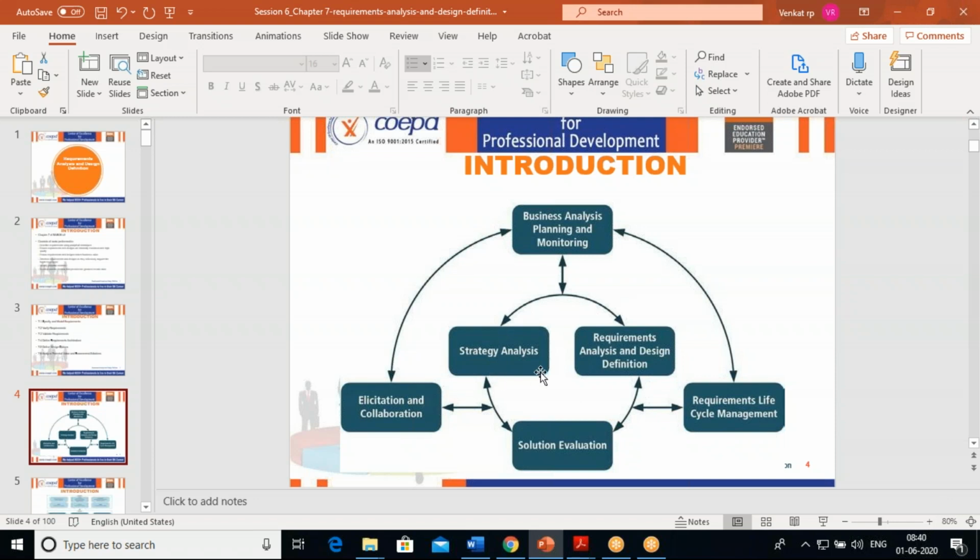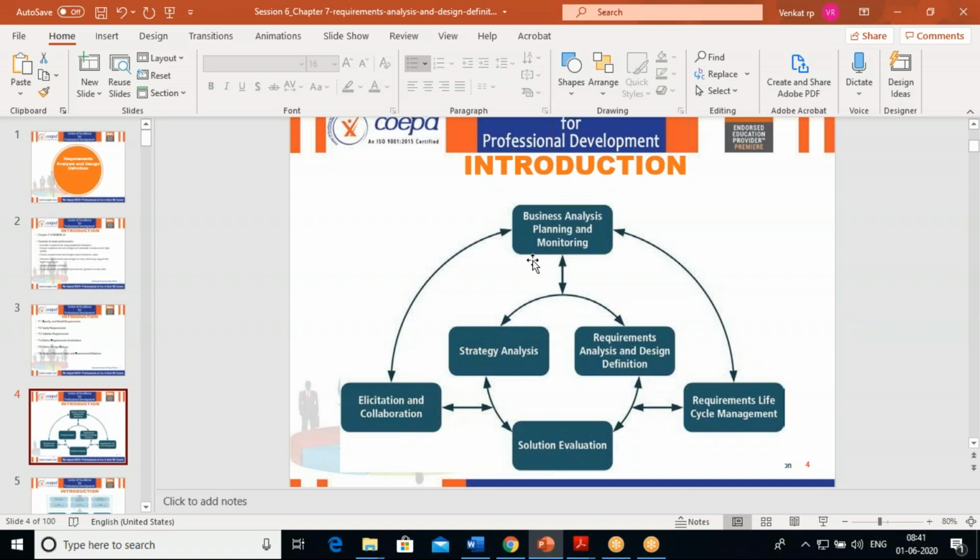And then we have the strategy analysis, and then requirements analysis and design definition, and the solution evaluation. So these are the 6 knowledge areas that a business analyst will be involved in, and each knowledge area is once again classified into tasks. We do various tasks about it.